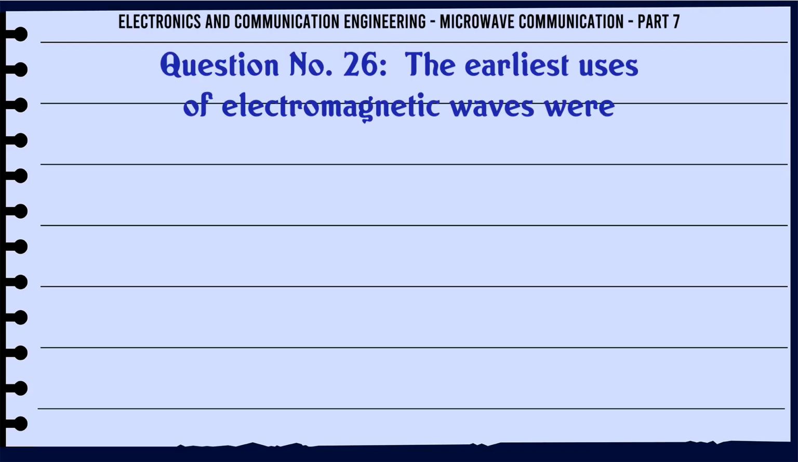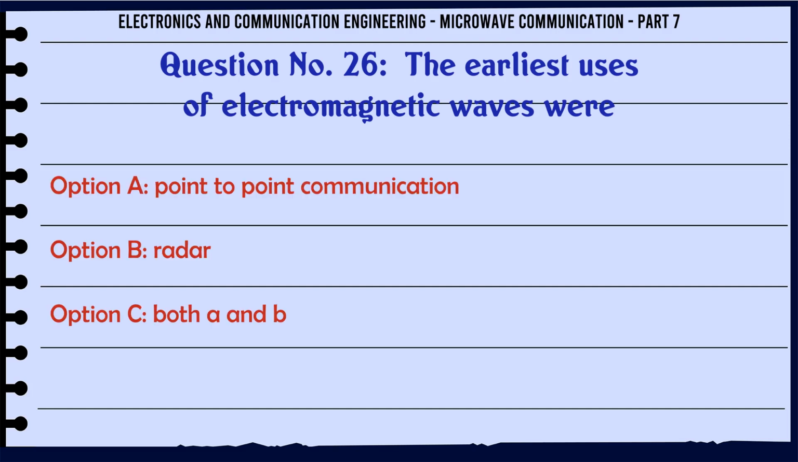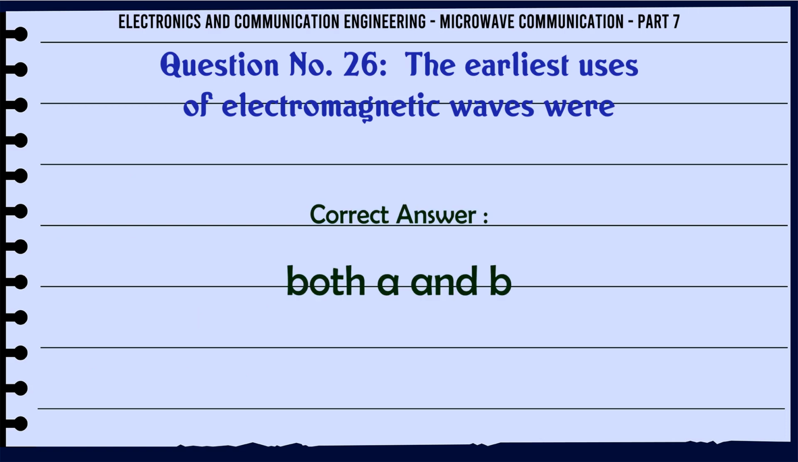The earliest uses of electromagnetic waves were A. Point-to-point communication, B. Radar, C. Both A and B, D. Neither A nor B. The correct answer is both A and B.